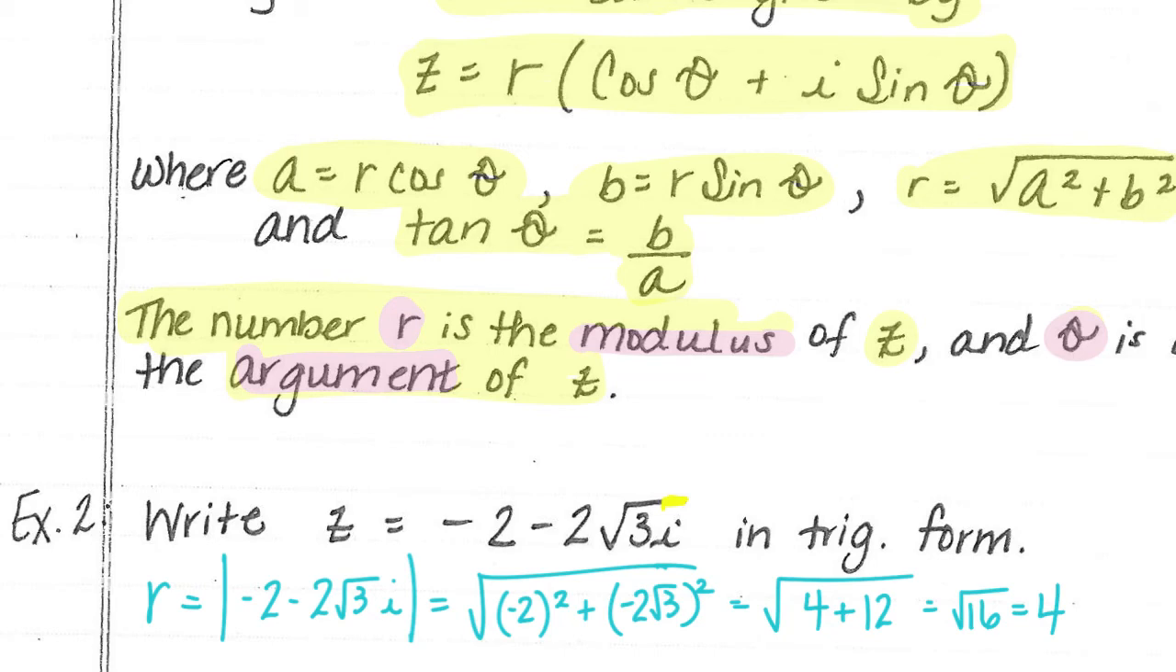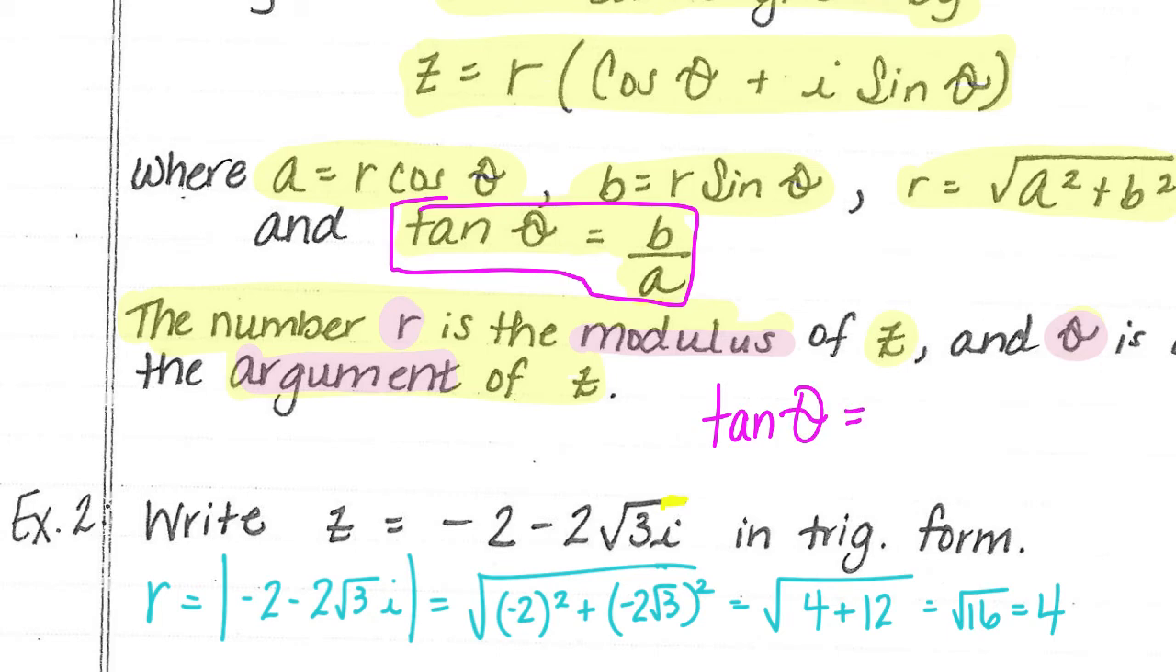Now, we have to use the information that we see, and I'm going up here to the tangent of theta is equal to b over a. So I know the tangent of theta is equal to b, which is negative 2 root 3, over a, which is negative 2, which becomes root 3. Because we know that root 3 is at tangent where it's pi over 3 on the unit circle, and z is equal to negative 2 minus 2 root 3i.